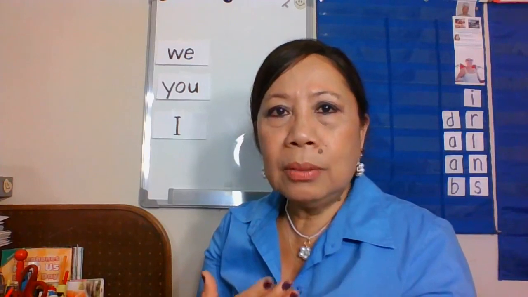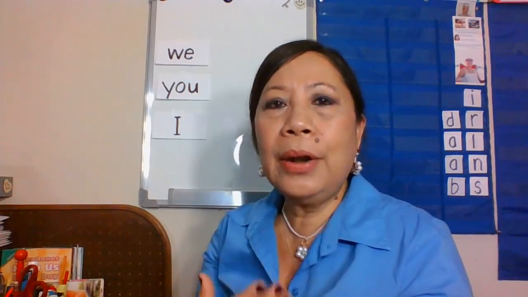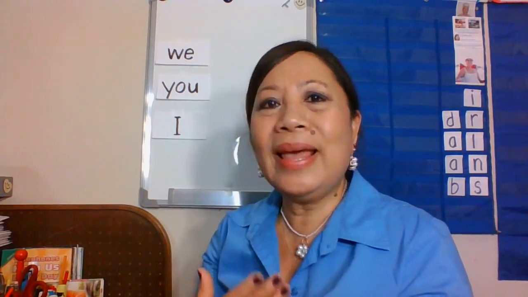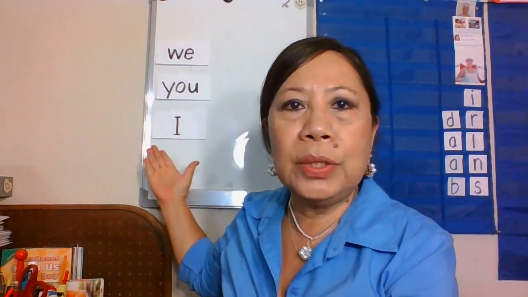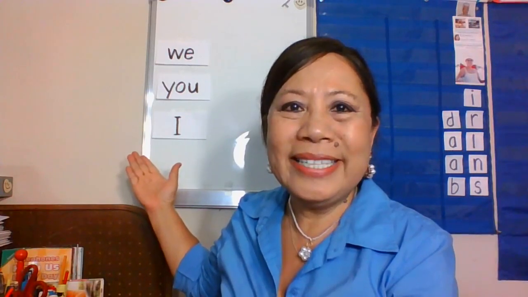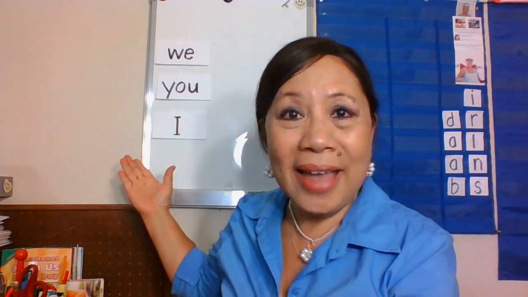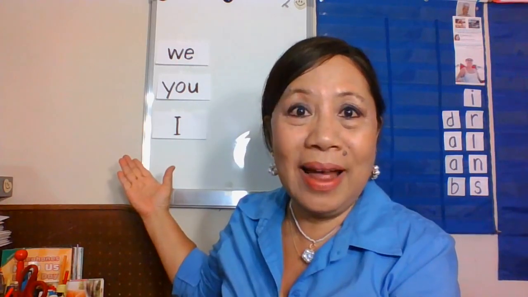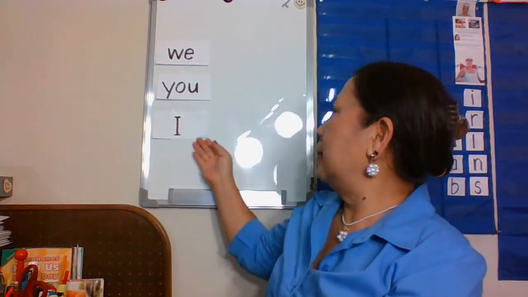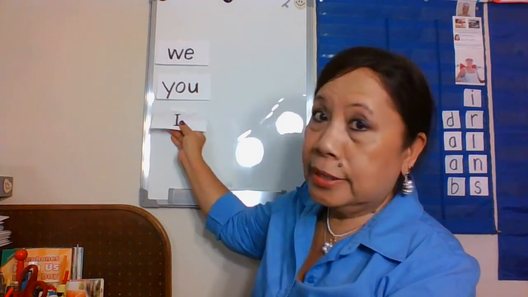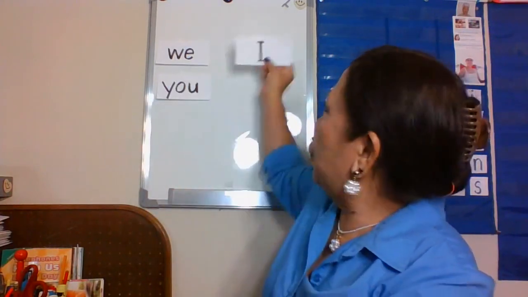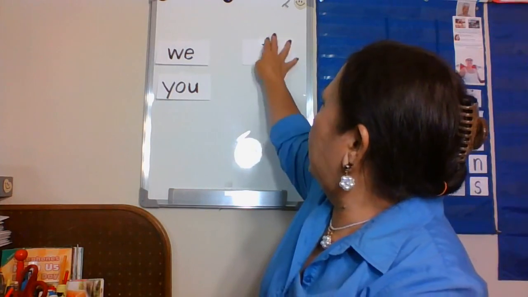Your alphabet always begins with letter A. Start with letter A. Let's take a look. Is there a word that begins with letter A? No. What about B? No. C, D, E, F, G, H, I? Do you see a word that begins with letter I? I see I. This is a pronoun. This comes first, so we are going to put this up first.